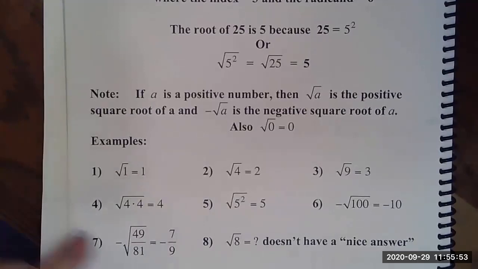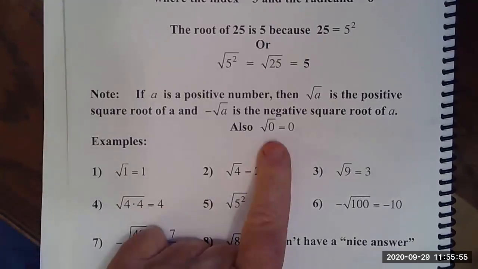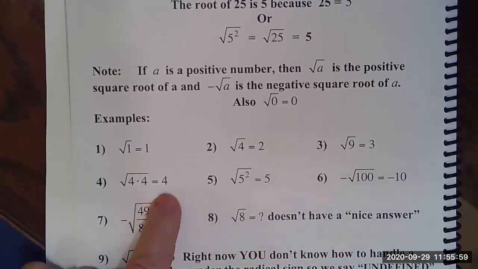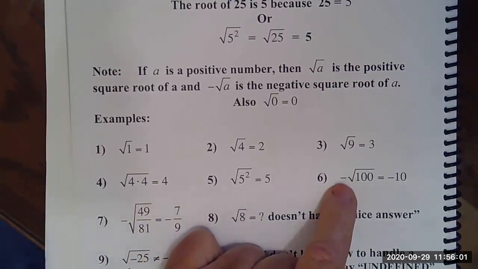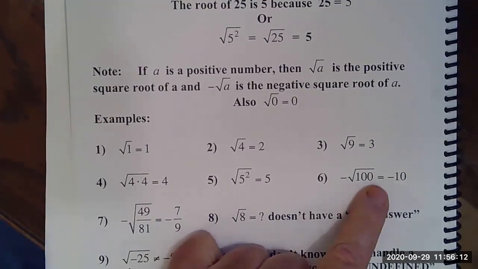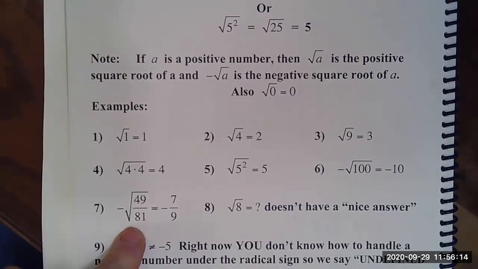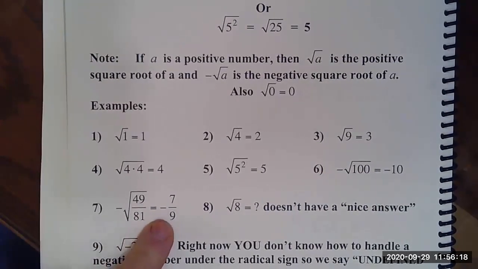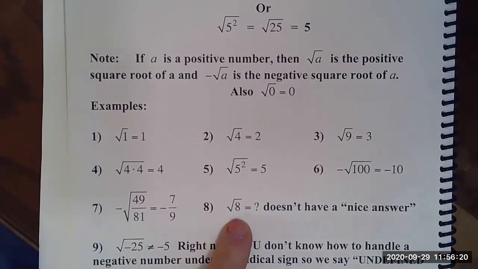Examples that you've seen before: root 1, of course, root 0 is 0, root 9 is 3, root 16 is 4. Now that negative on number 6, that negative on the outside is okay. It's just not on the inside. So this would be negative, square root of 100 is 10, so negative 10. Fractions as well. So you'd have 7 over 9. Square root of 8 is okay.